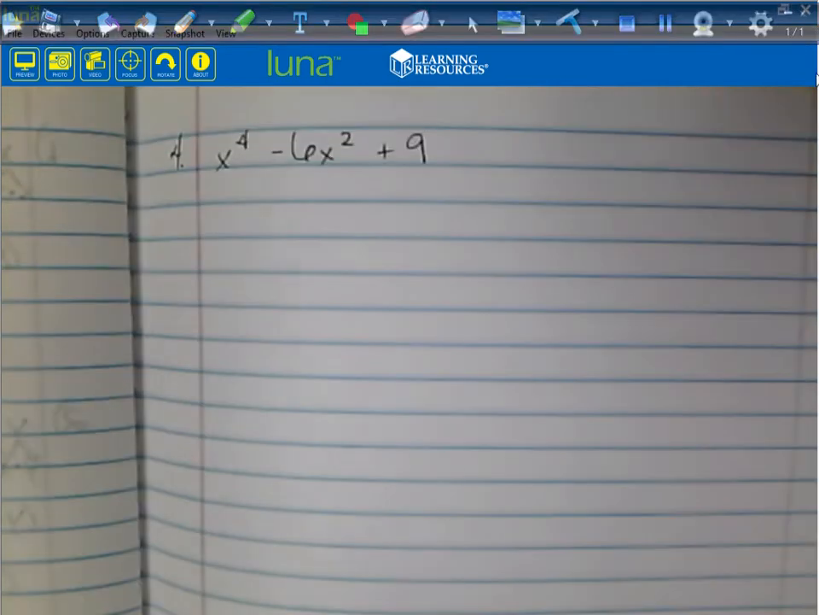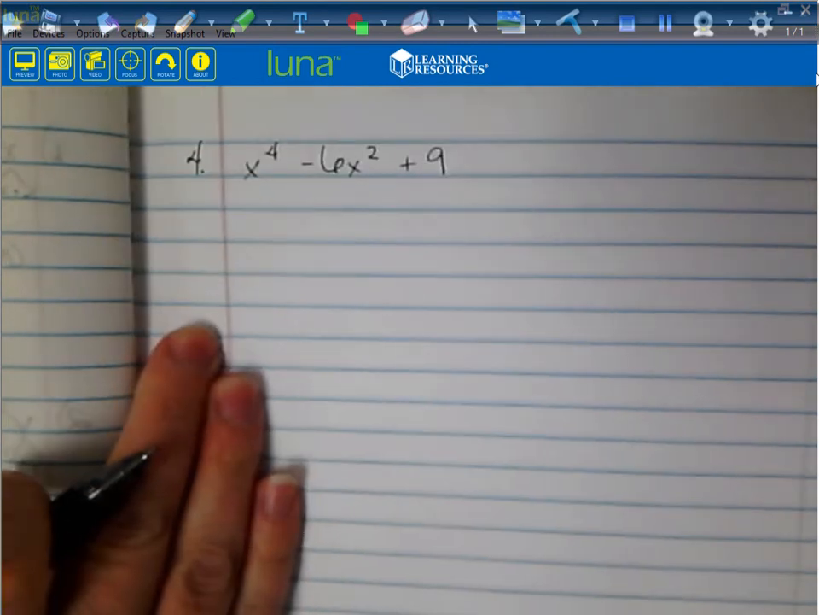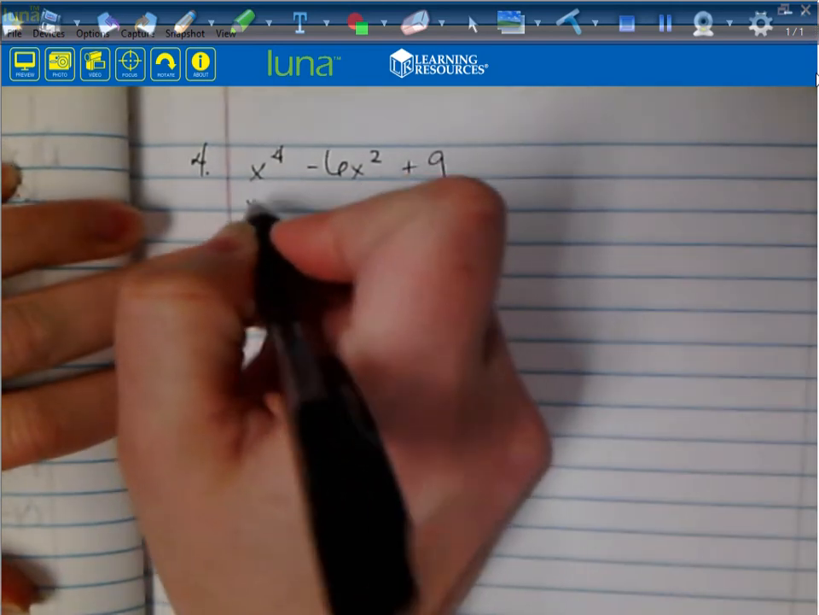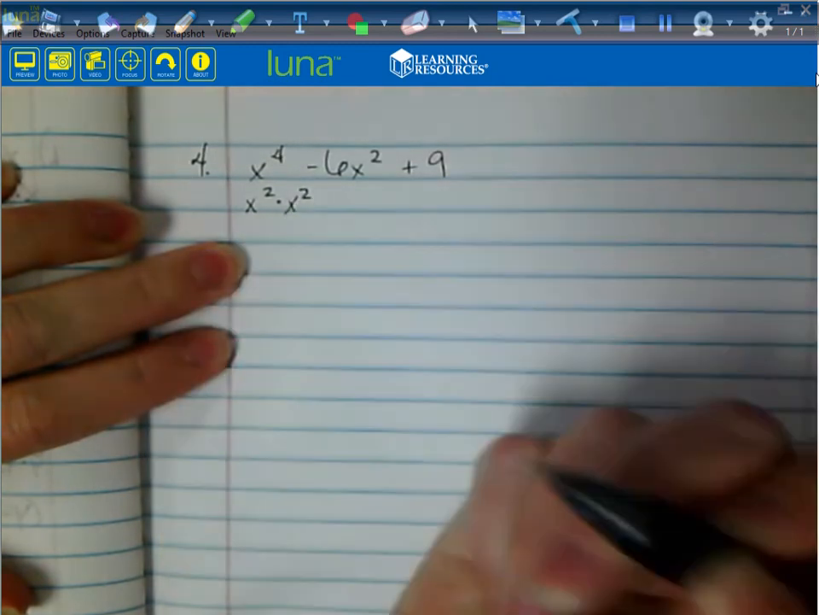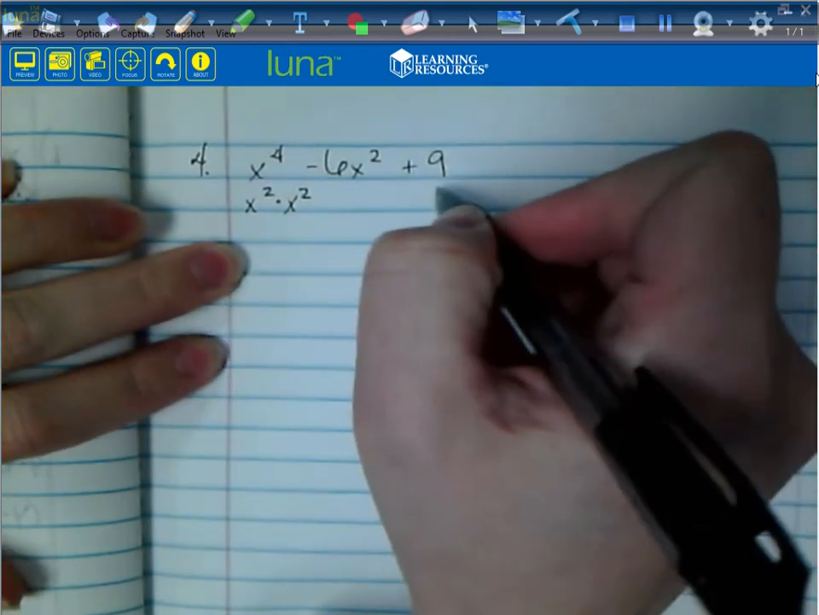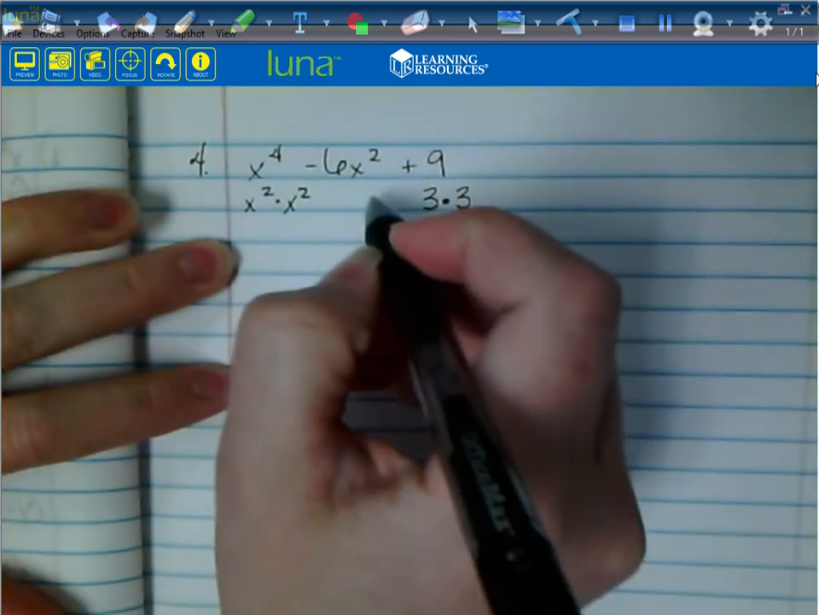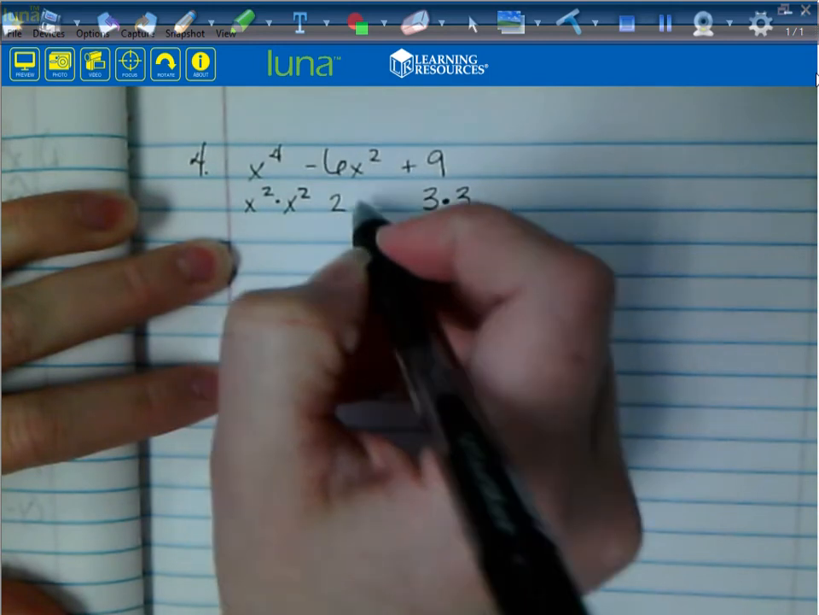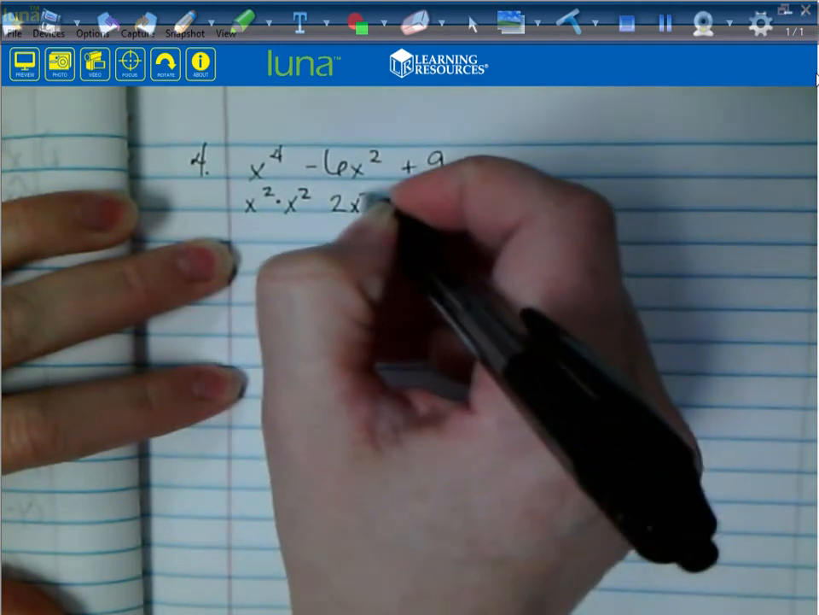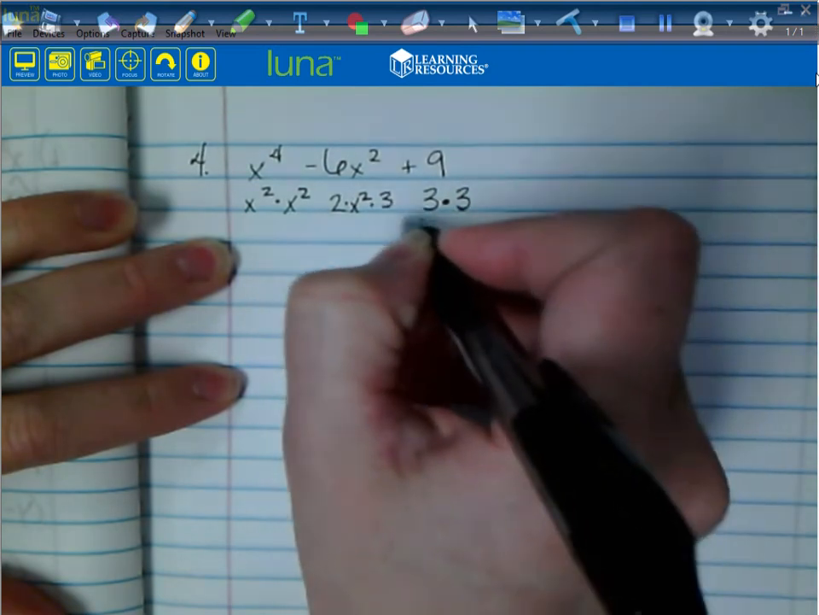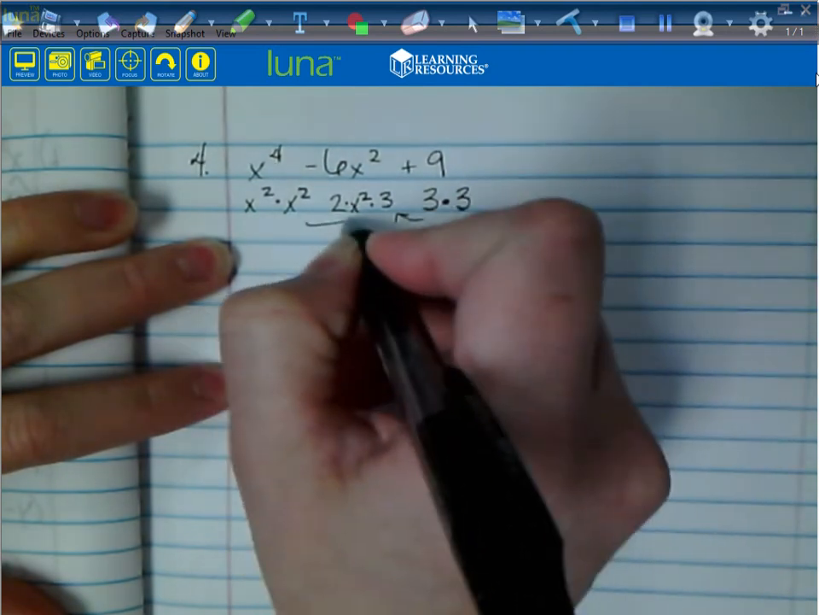Go ahead and get down number 4. It's x to the 4th minus 6x squared plus 9. Now we're going to break down our perfect squares. X to the 4th is the same thing as x squared times x squared. And then 9 is a perfect square of 3 and 3. So now my middle term is going to be 2 times a factor from the first term and a factor from the last term, which gives me my x squared and my 3.